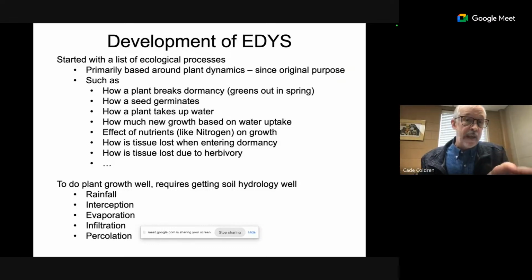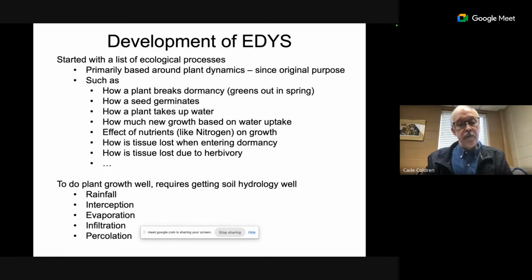And since the model began around plant dynamics, the first ones we came up with were such as these: how does a plant break dormancy? In other words, how does it green out in the spring? How does a seed germinate? How does a plant take up water? How much new growth can a plant have based on their water uptake? And what effect does nitrogen and other nutrients, and honestly contaminants as well, have on that growth? How does a plant lose tissue when it enters dormancy or dies back in the fall? How is tissue lost to herbivory? And a whole slew of other plant growth ones.